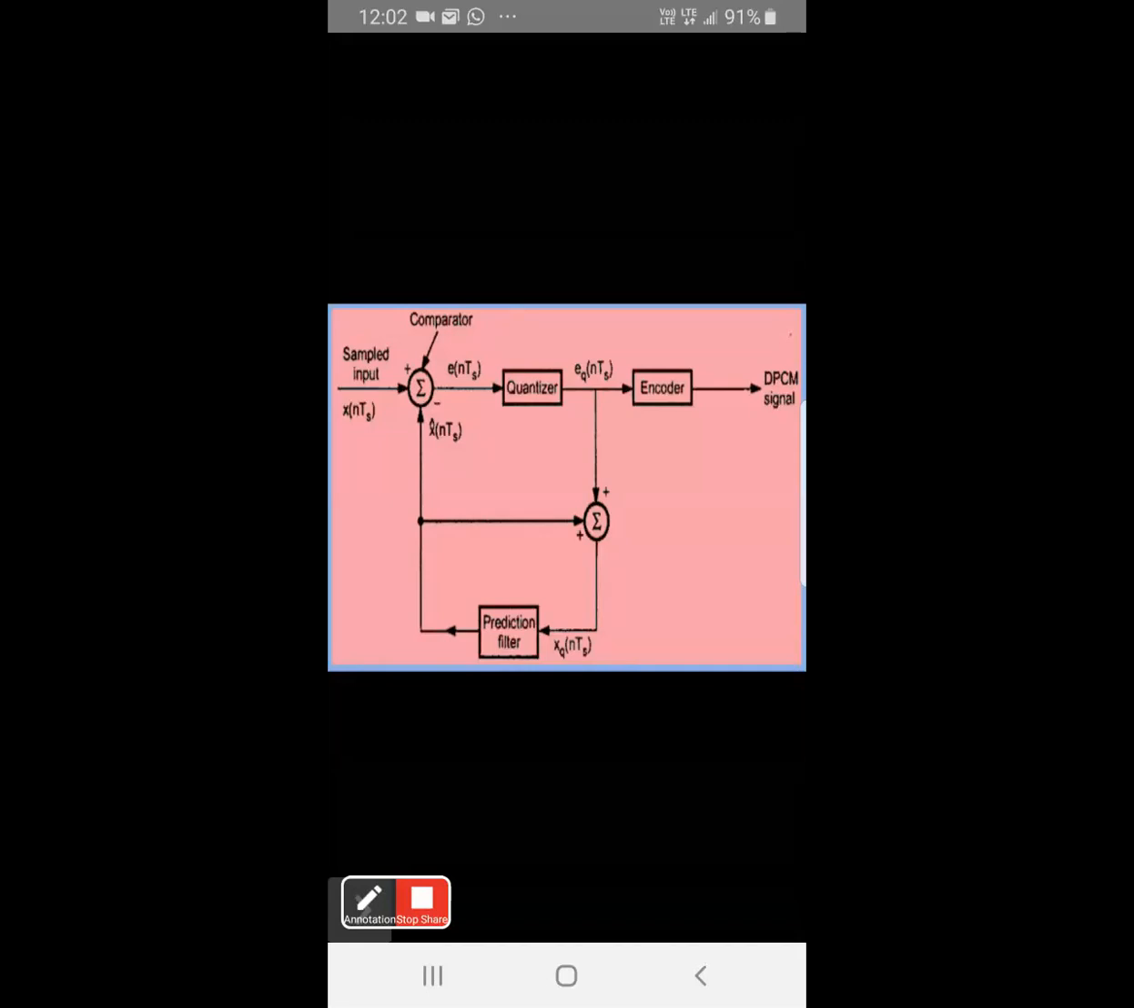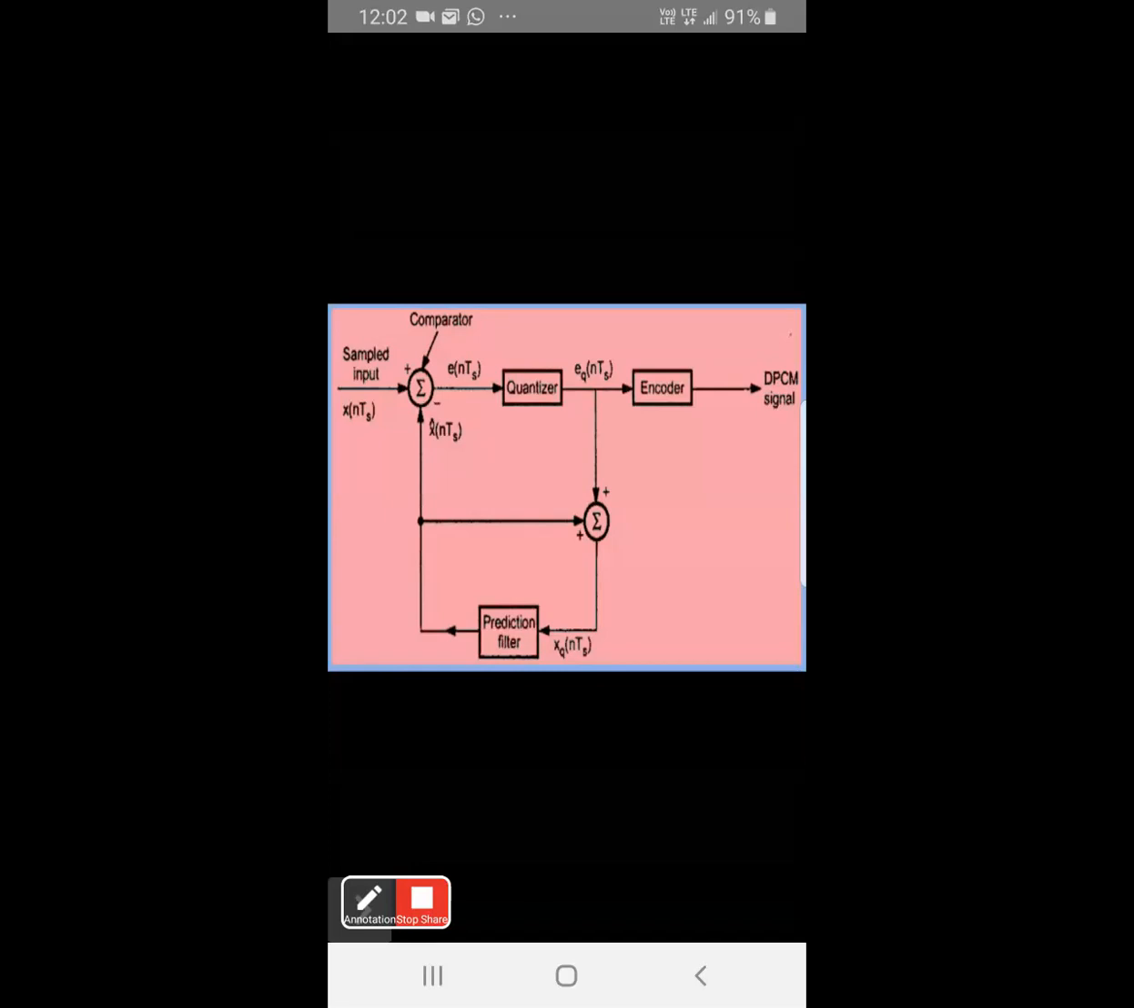So the error signal will be given to the quantizer. Then it will quantize the error signal, and then we can obtain the eq(nTs). That small signal will be given to the encoder. Then the number of bits will also be reduced here for the encoder. This is the transmitting part of what will be called DPCM.